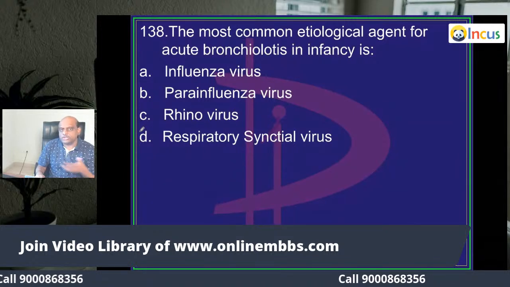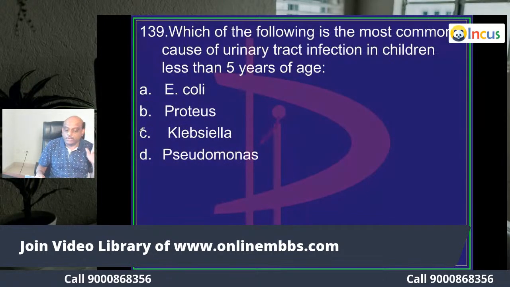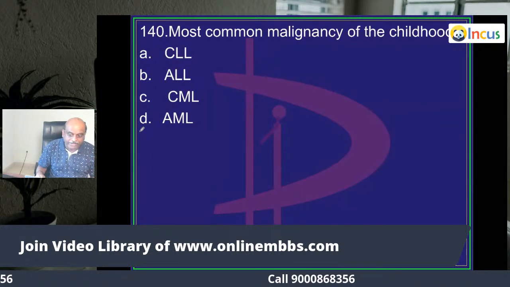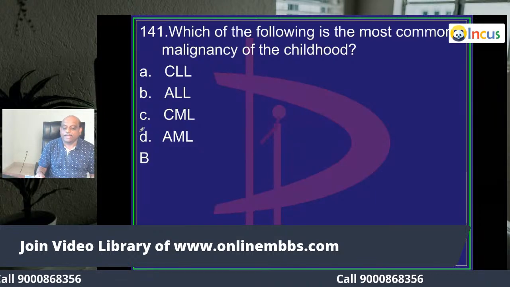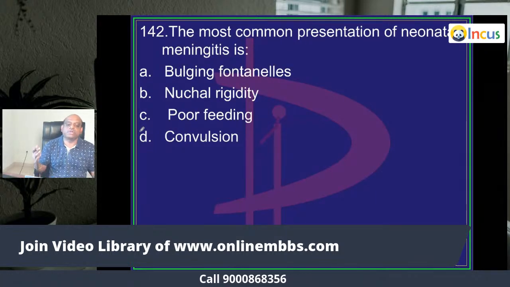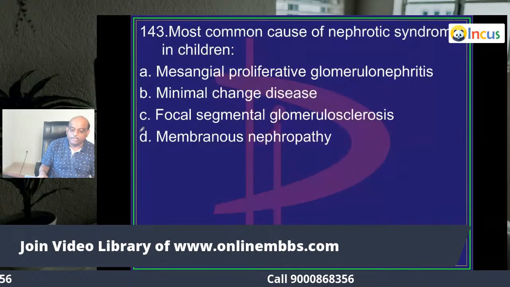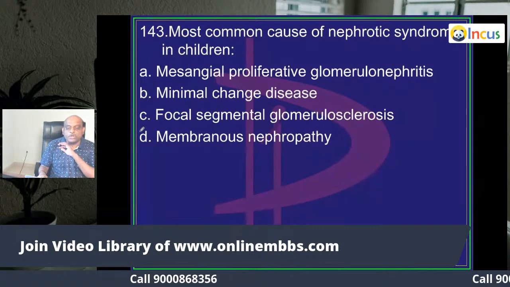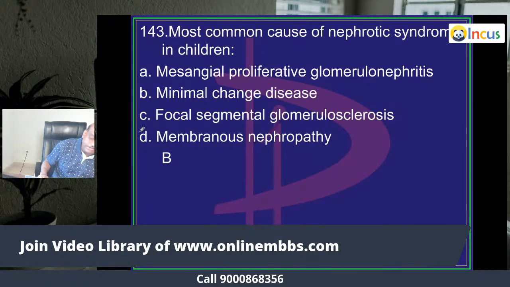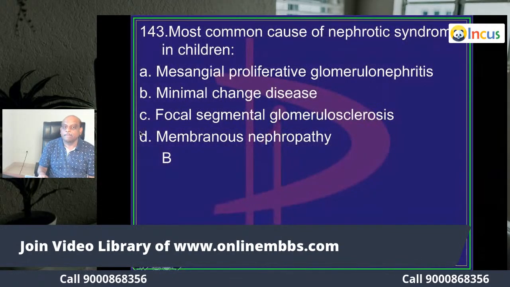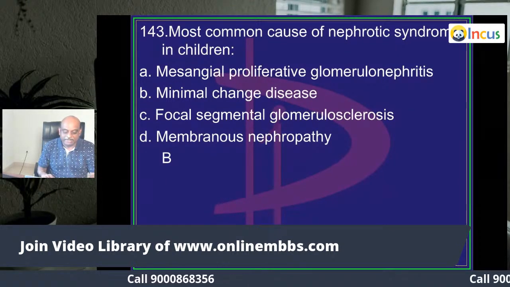The most common etiological agent of acute bronchiolitis is respiratory syncytial virus. UTI in children less than 5 years is E. coli. The most common malignancy of childhood is ALL. And the most common cause of nephrotic syndrome in children is minimal change disease, is what you need to remember.